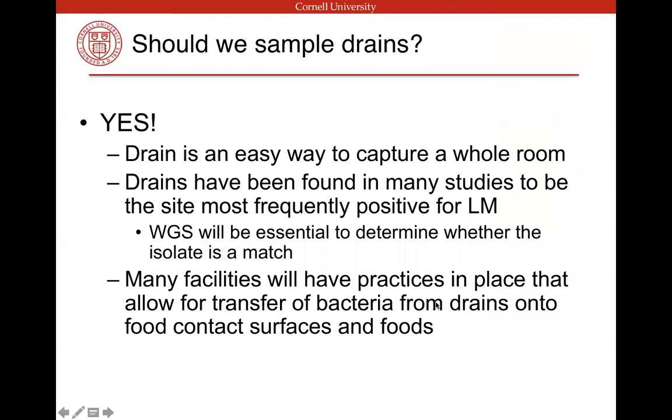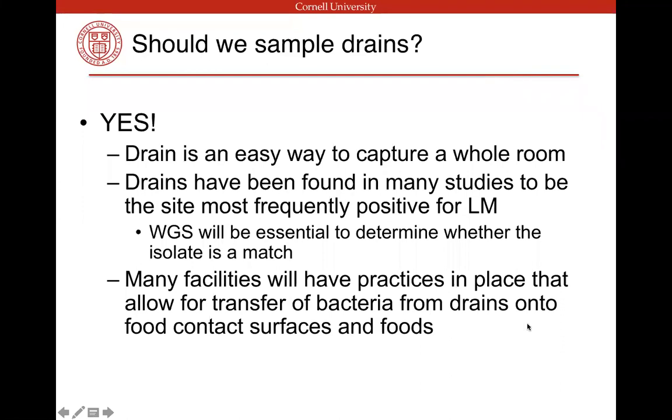A lot of times we get asked, should we even sample drains? And the answer is yes. So drains are an easy way to really capture the whole room, because chances are if something's in the room, it's going to get hit with water, and then that's going to drain, flow into the drain. So that's a great place to start.